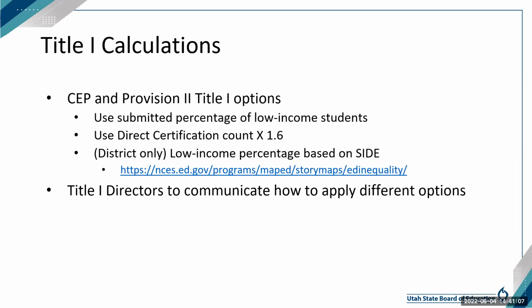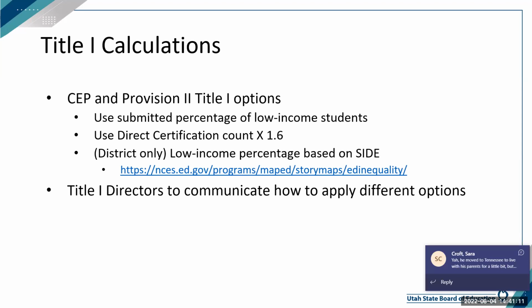Another one is the LEA, or the site, can determine to use only the direct certification counts. So for those students who have a direct certification, you can take that and multiply it by 1.6 to come up with the percentage for your Title I fund allocation.